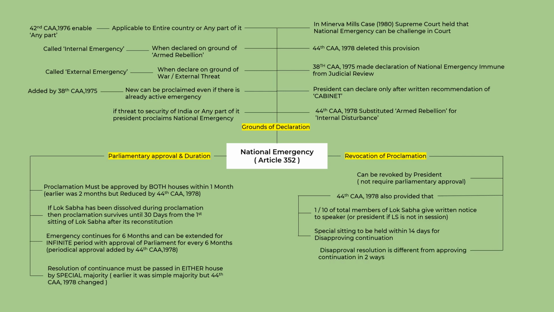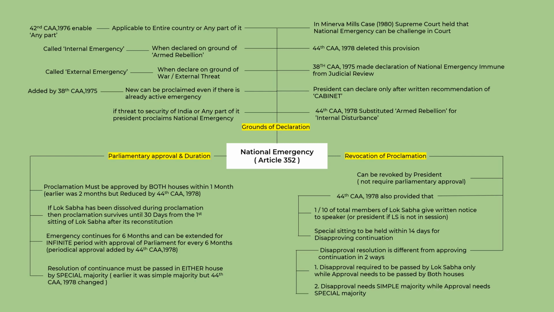Disapproval resolution is different from approving continuation in two ways. First, disapproval is required to be passed by Lok Sabha only, while approval needs to be passed by both houses. Second, disapproval needs simple majority, while approval needs special majority.